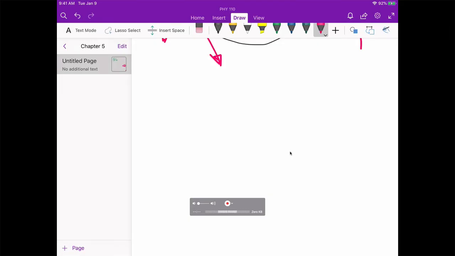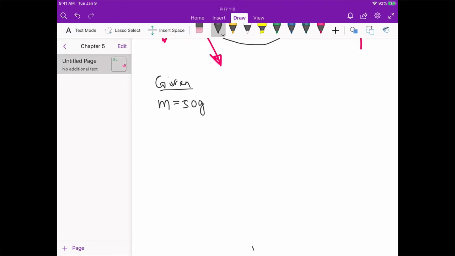A ball has a mass, so let me collect the given parameters for you. It has a mass of 50 gram. How much would it be in kilogram? It will be 0.05 kilogram. It is revolving at the end of a string in a circle, so the radius of the path is 40 centimeter, which would be 0.4 meter. Then the ball moves at a constant speed of 2.5 meters per second.